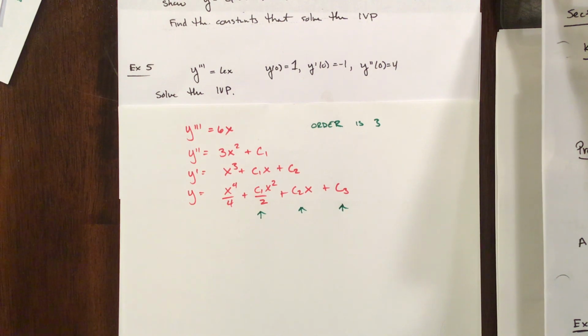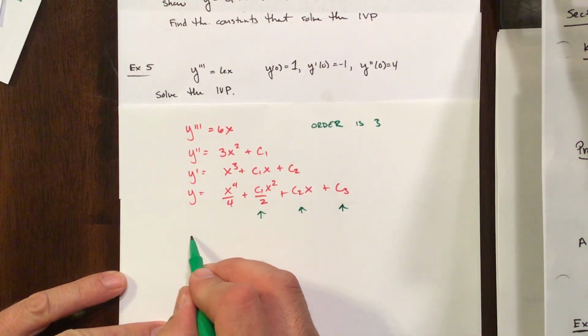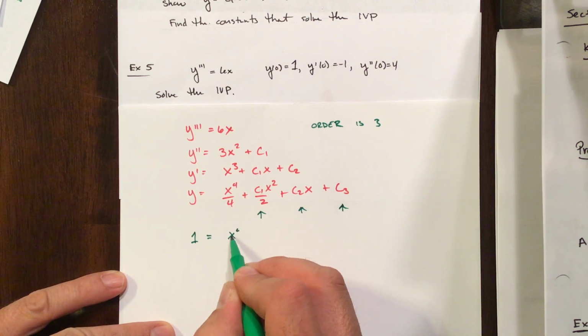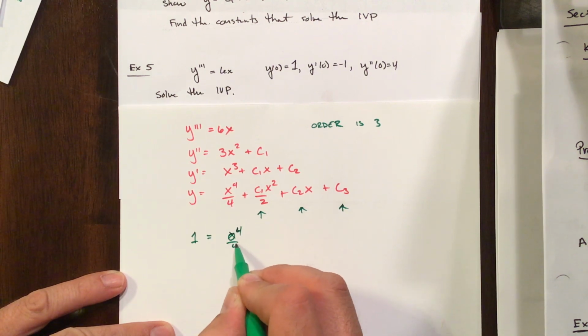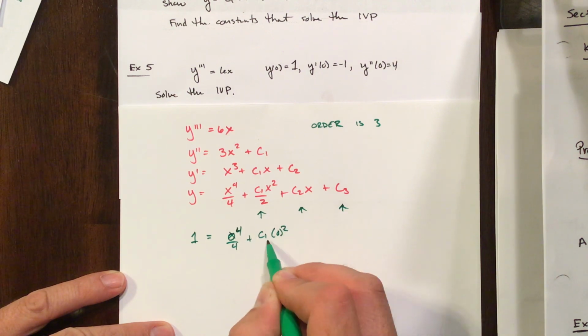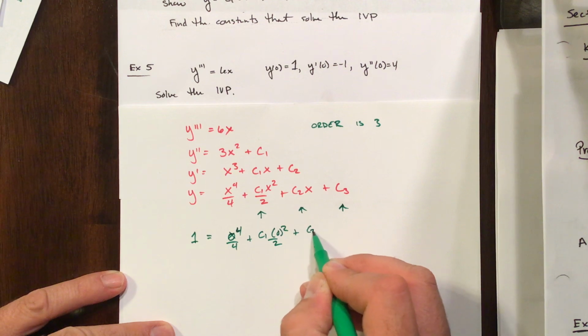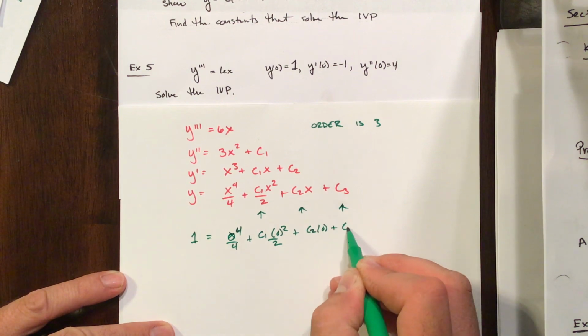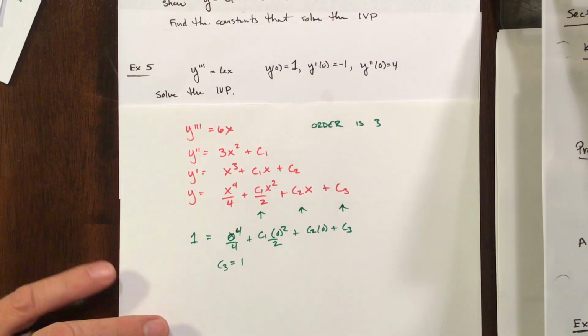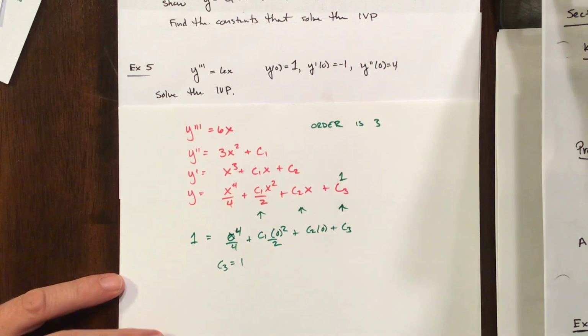Okay. We have 3 initial conditions. y of 0 is 1. So we can play that one out. 1 is equal to 0 to the fourth over 4 plus C1 times 0 squared over 2 plus C2 times 0 plus C3. Well, looks like C3 is equal to 1. So I'll put a 1 right there.